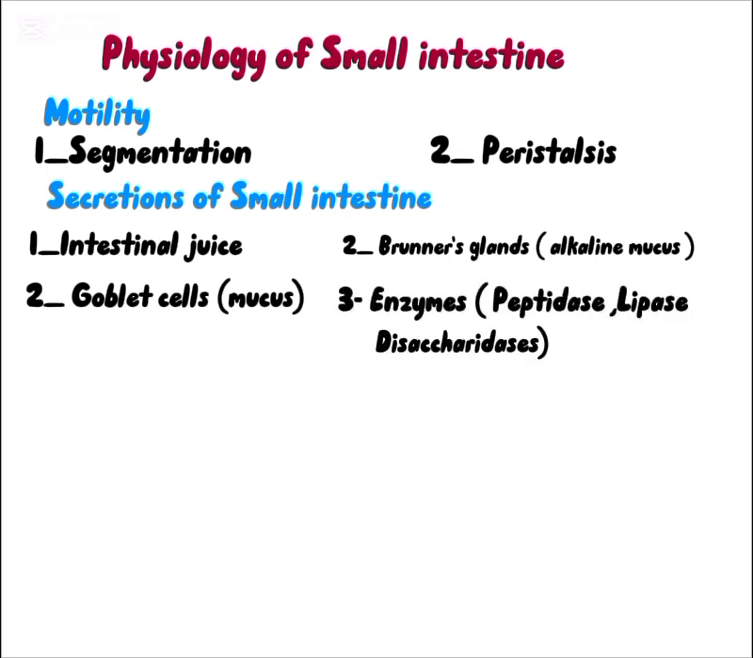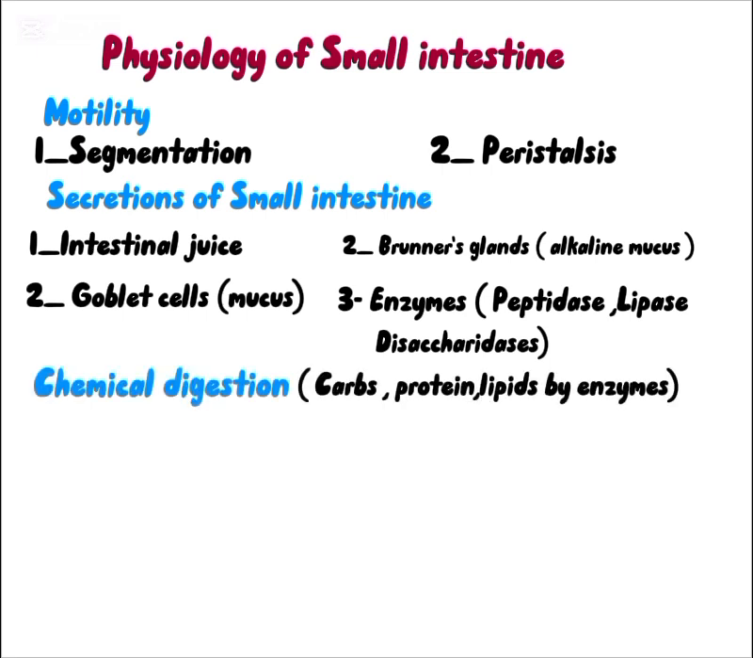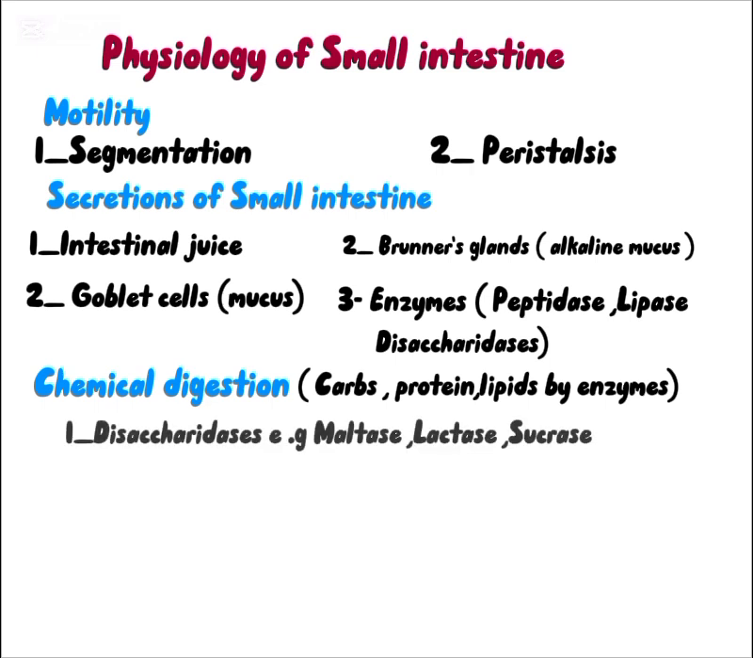Brush border enzymes that are secreted at the surface of enterocytes are peptidases, disaccharidases, and lipases. Chemical digestion occurs in the small intestine due to the brush border enzymes. Disaccharidases such as maltase, lactase, and saccharase break down the disaccharides such as maltose, lactose, and saccharose into the monosaccharides.